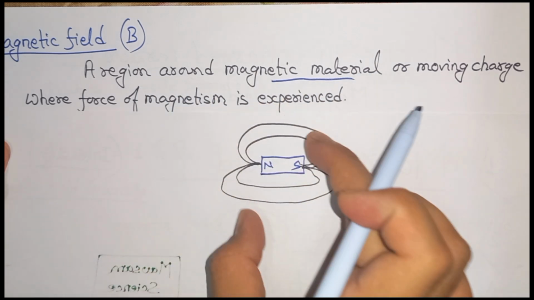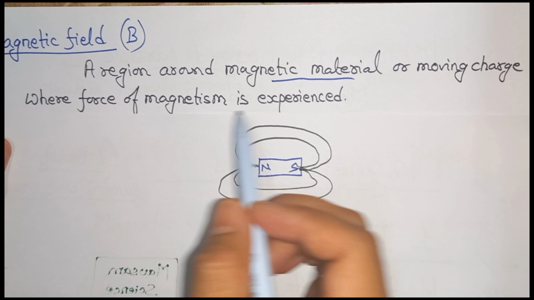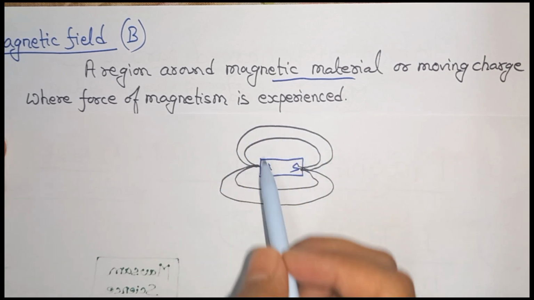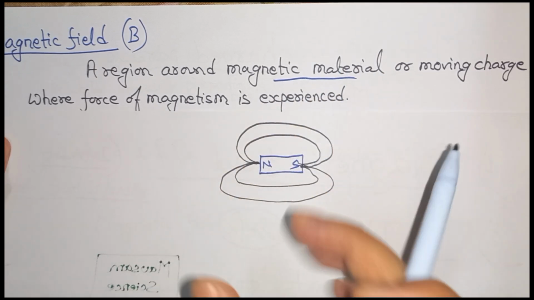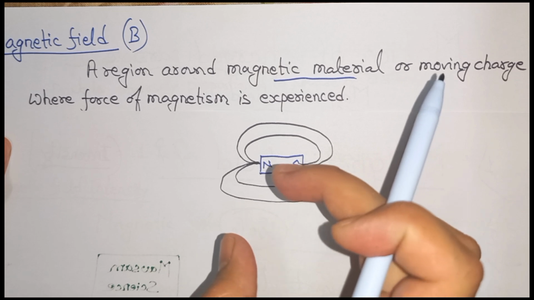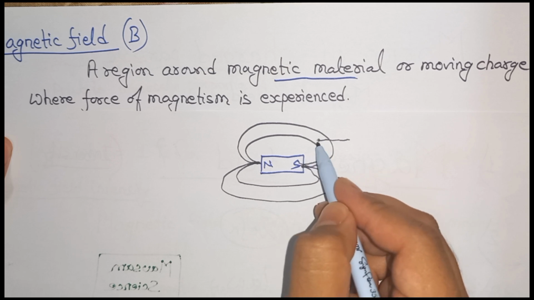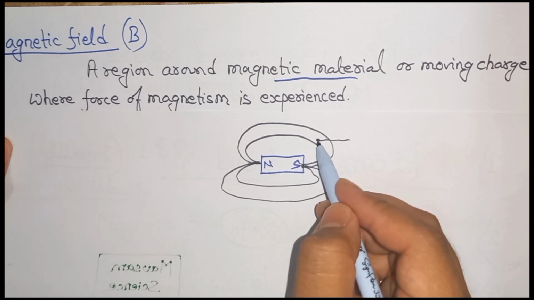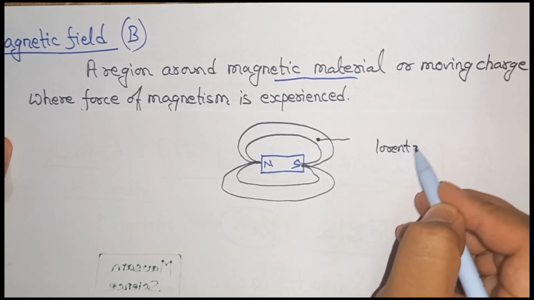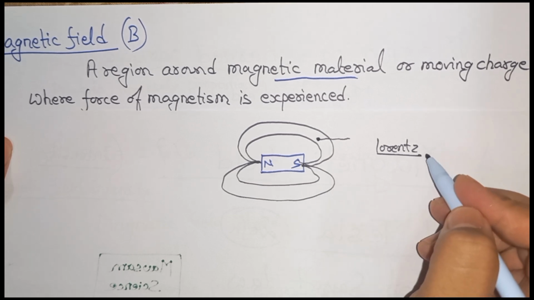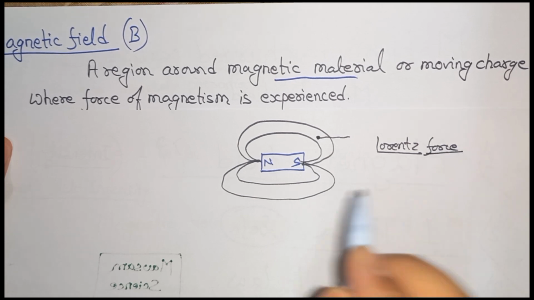The region means a space around a magnetic material or a moving charge where the force of magnetism is experienced. That region is known as a magnetic field. This region has some energy, some strength, some capability. Suppose a moving charge comes into this region, then this region exerts a force on the moving charge. I have already talked about this in the video on Lorentz force. You can click that video in the upper I button or in the description.